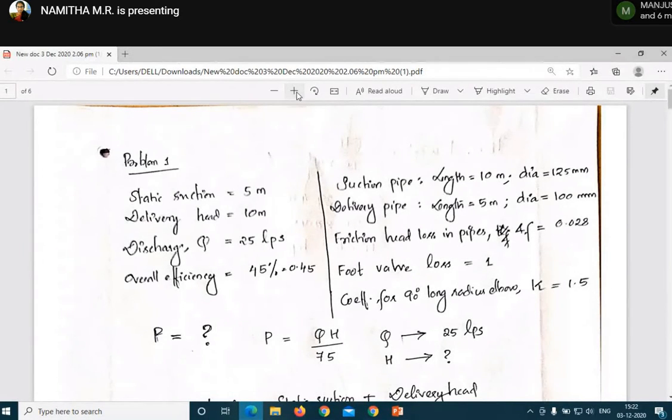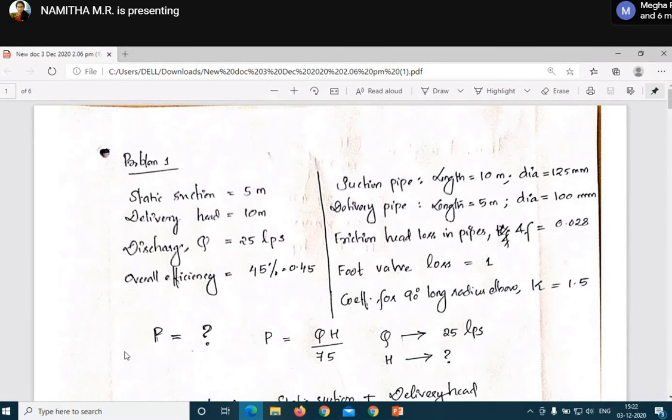Yes. The given quantities I have written here. The static suction is 5 meter, delivery head is 10 meter, discharge is 25 LPS, overall efficiency is 45, suction pipe length is 10 meter, diameter is 125, delivery pipe length is 5 meter, diameter is 100. Friction head loss factor, that is 4F. Friction head loss means 4FLV square divided by 2GD is the equation. So we have to choose 4F as the friction factor. It is 0.028. Foot valve loss is 1. And coefficient of 90-degree bend K is equal to 1.5. So these are the things which are given.